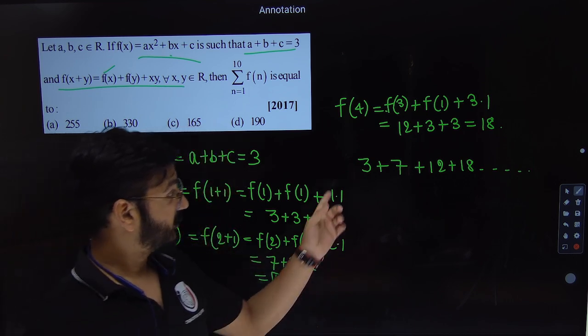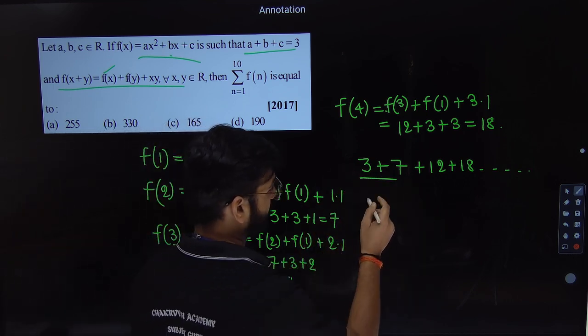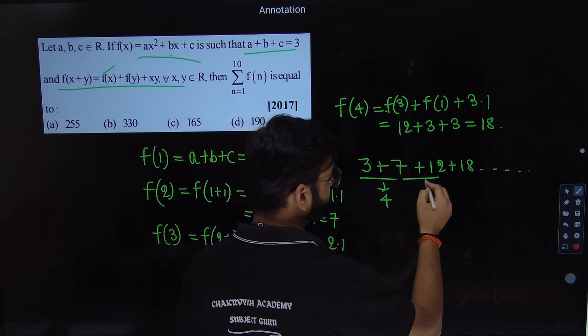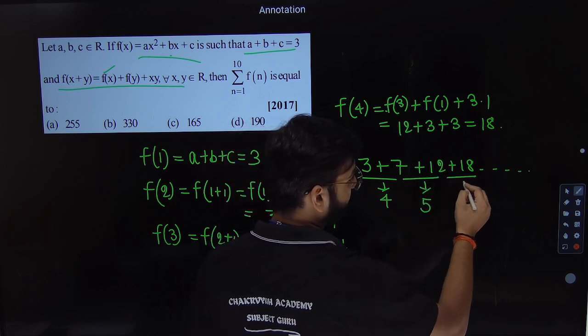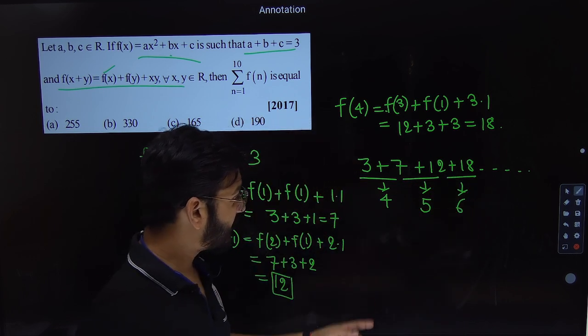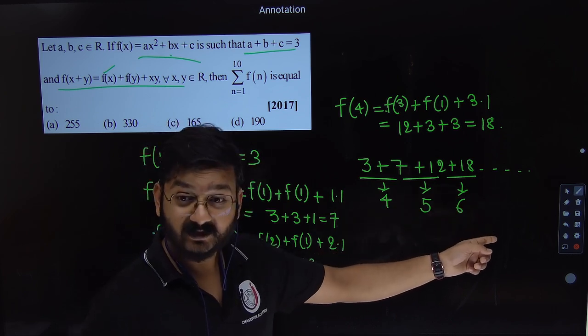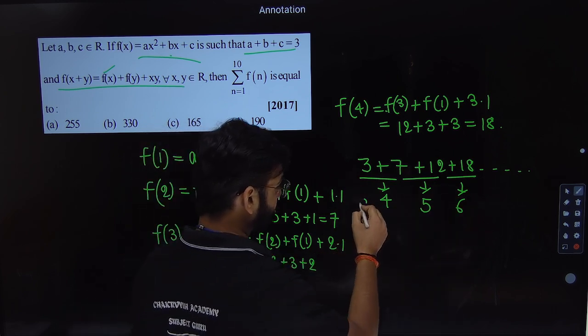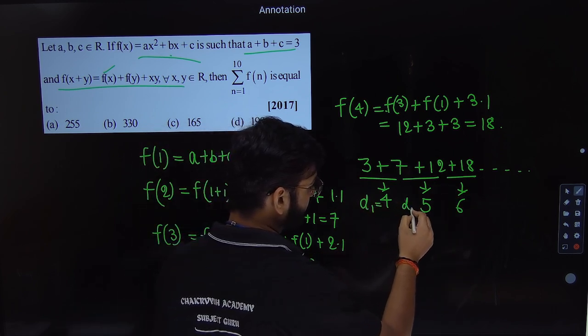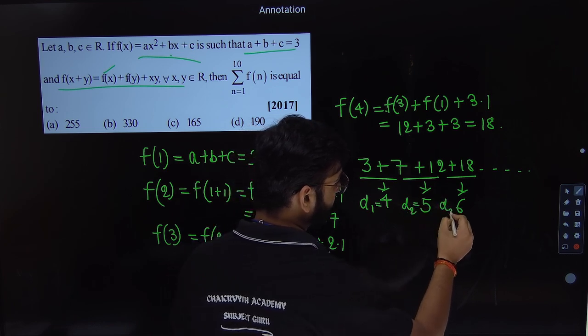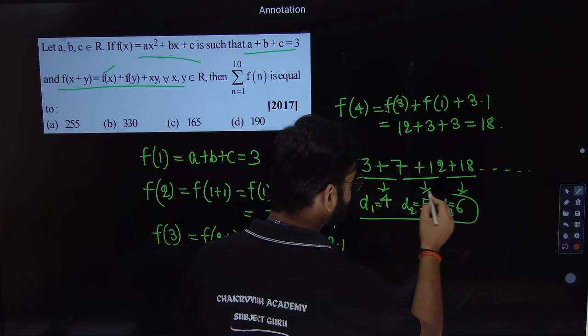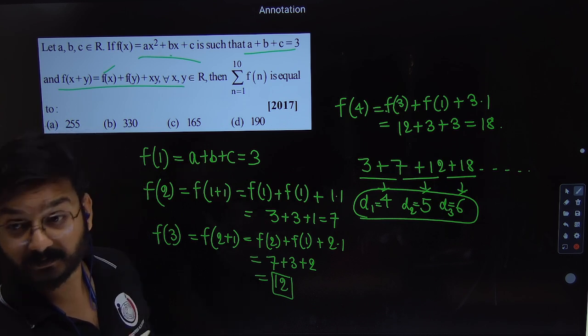Just see here. The difference is 4. The difference is 5. The difference is 6. So if you see that, the difference is in AP. So D1 is 4, D2 is 5, D3 is 6. So the difference is forming an AP.